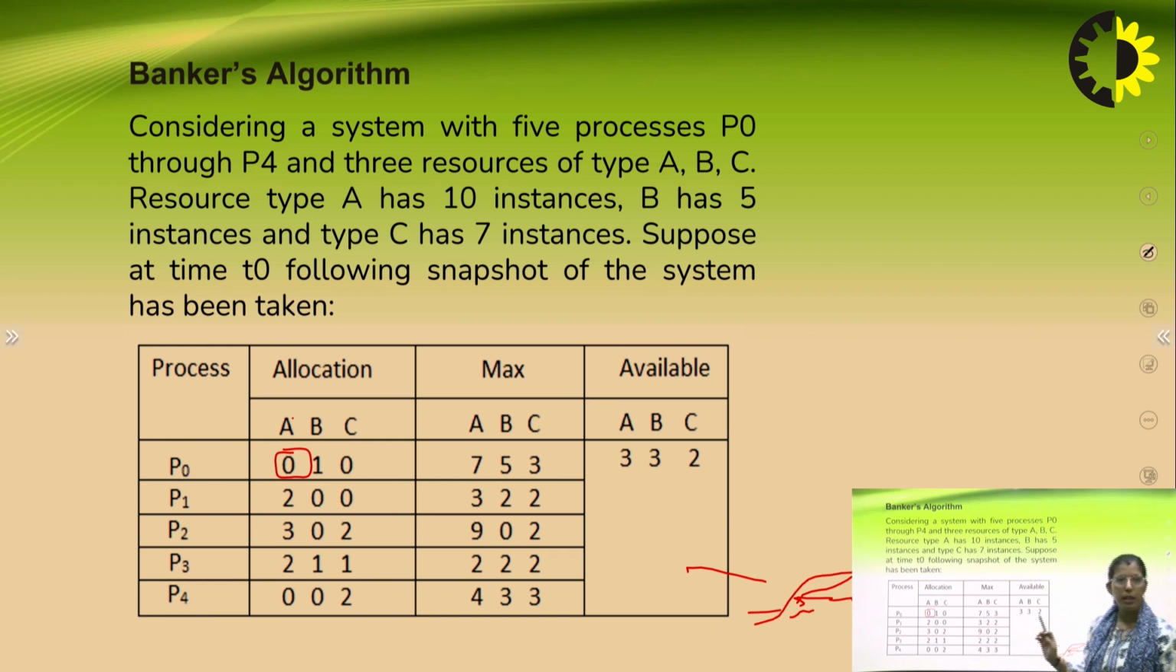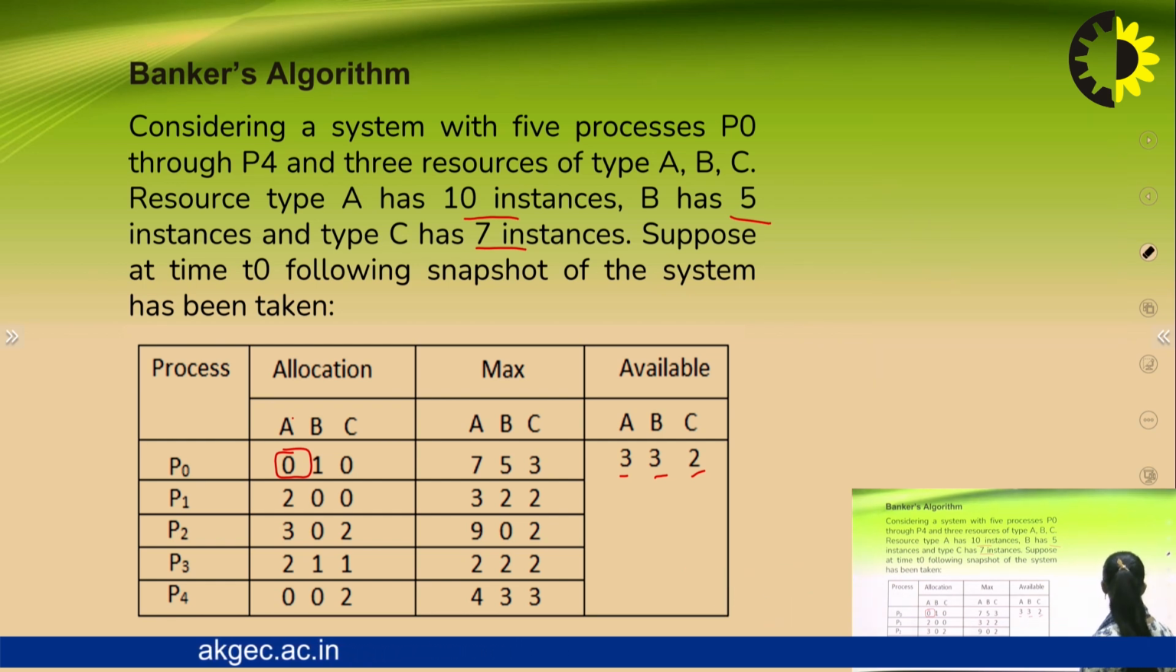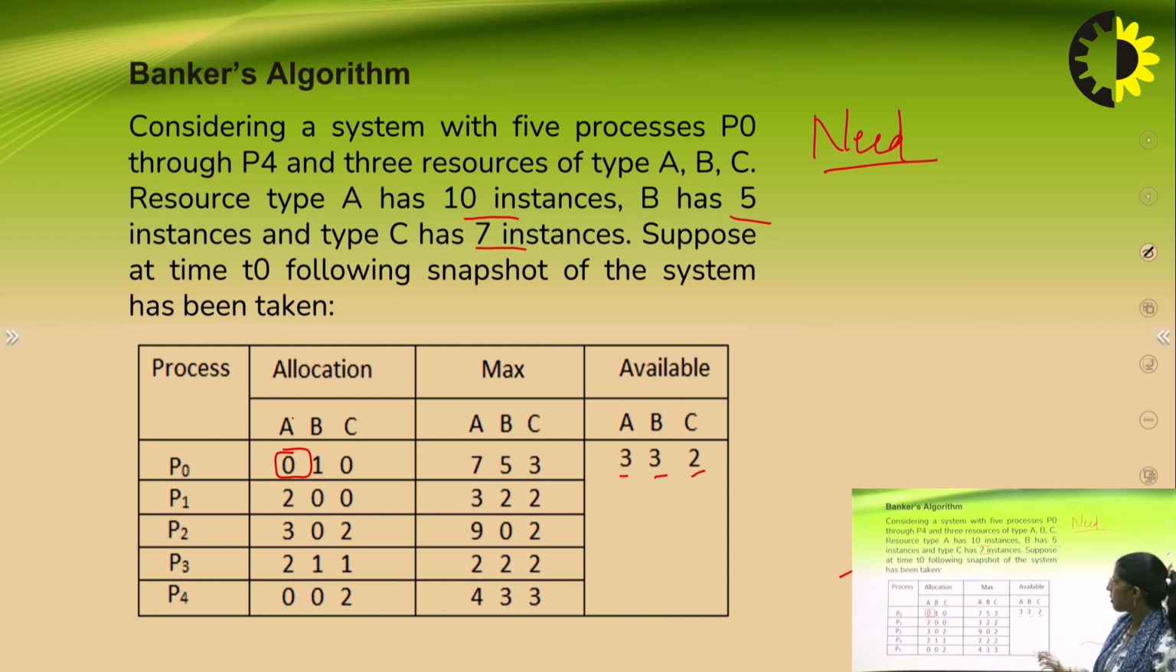And lastly, available shows that after allocating these many resources from the total resources, these resources are now available: 3 resources of type A, 3 resources of type B and 2 resources of type C. So now let's see the next step, which is to make the need matrix. Need matrix will show how many more resources P0 requires for its execution.